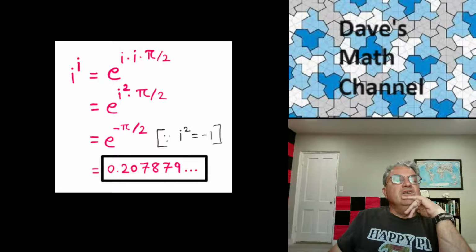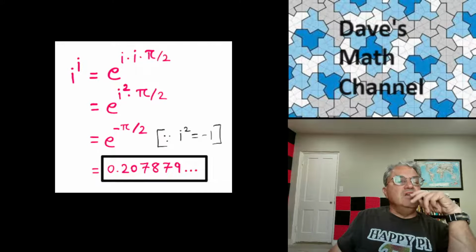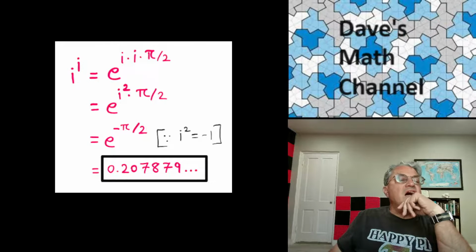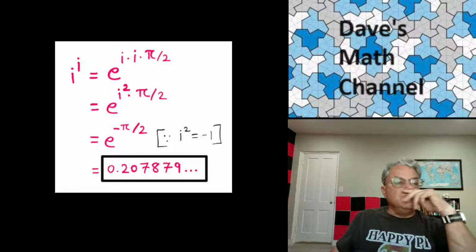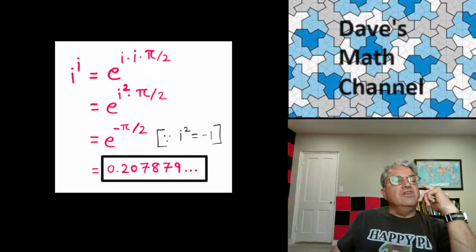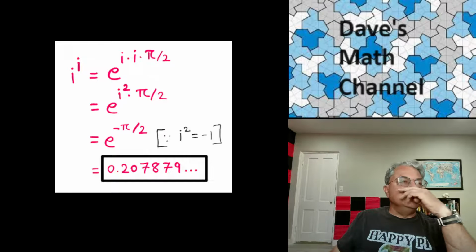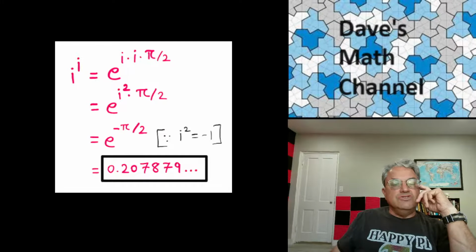Because b is equal to e to the log b. So i is e to the log i, but log i is nothing but i pi over 2 because log is the inverse. I'm talking about natural log now. ln of i is equal to i pi over 2. That's pretty easy to see because e to the i pi over 2 is i. That just comes from Euler's formula.